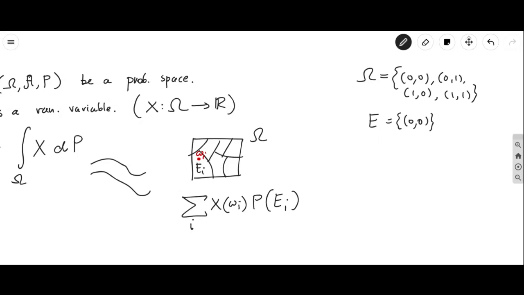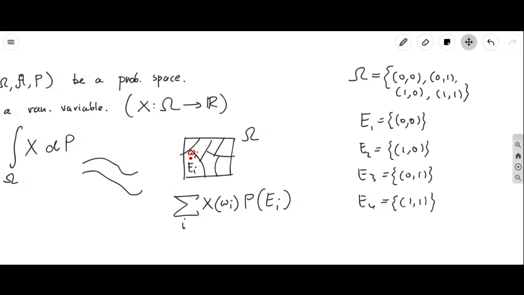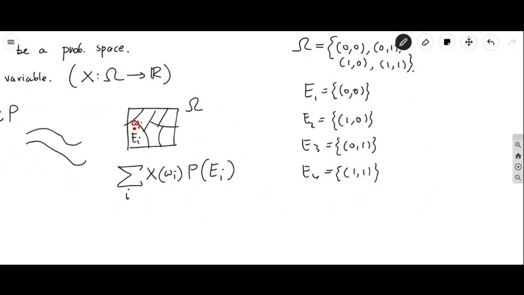You will have another event that will consist of (1, 0), another event that will be a singleton set consisting of (0, 1), and then you have one more, which would be (1, 1). And then the way you would form the Riemann sum is, notice what would happen, the probability of each of these events, well, these are singletons, so you would just count how many, it's just a single point in the sample space of 4, so that would be 1/4.